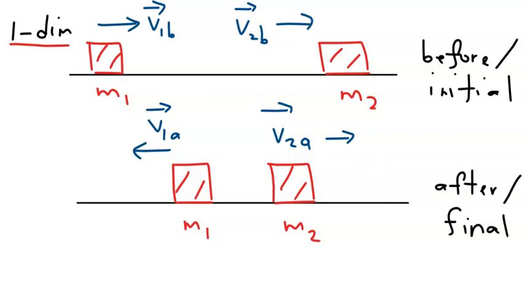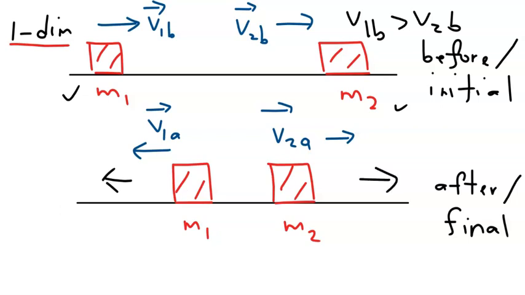Another scenario is when two blocks, mass 1 and mass 2, are initially moving along the same direction with, of course, v1b greater than v2b. And then they collide, and they may be moving in an opposite direction after the collision, or both moving in the same direction to the right after the collision, depending on how large this v1b is compared to v2b. So these are just different possibilities that may occur.